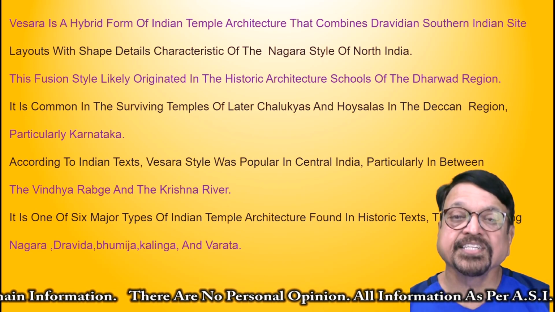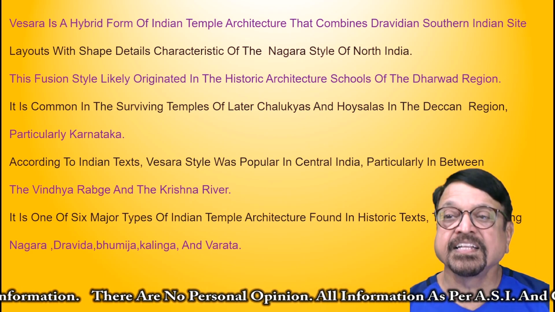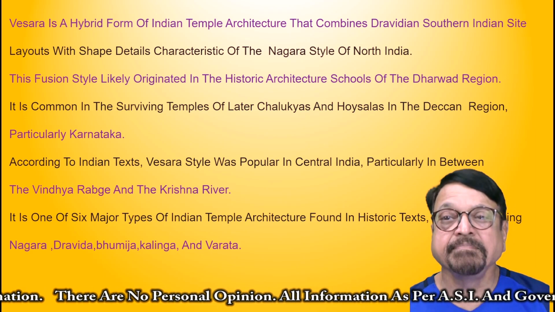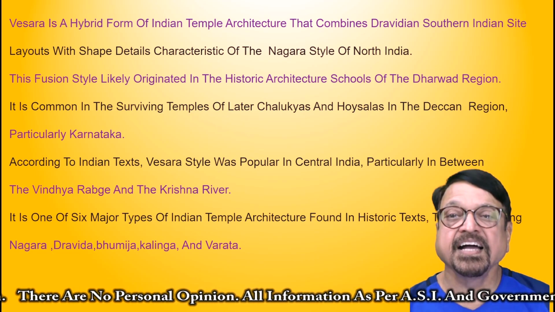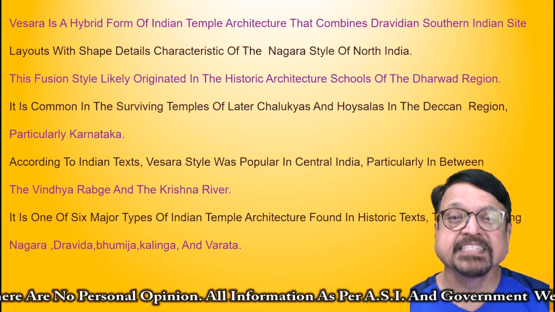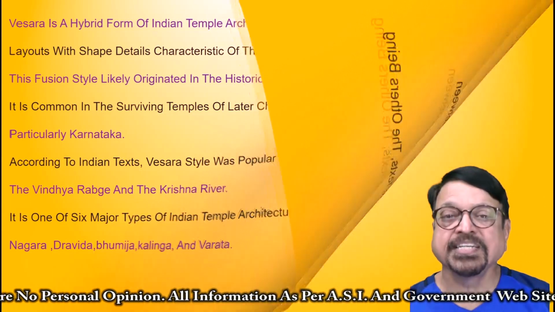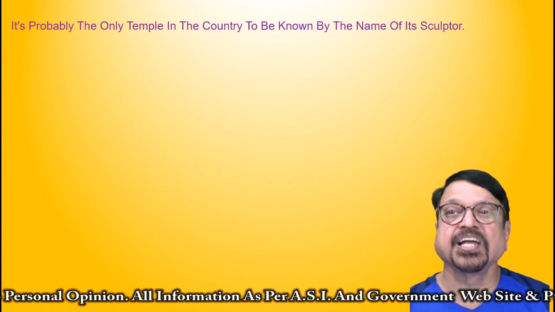Now the other styles are Dravidian, Nagara and Vesara, which are the basic ones, then there are the Bhumija, Kalinga and Varata. These are the subtypes which make slight differences, particularly in the Shikhara.